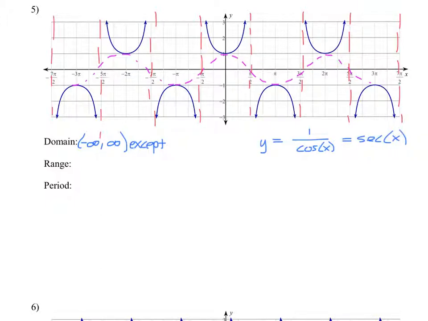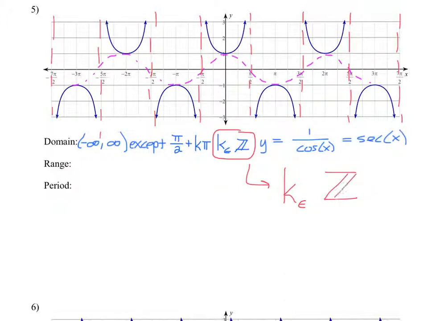first term, and the nice part is for the first term you can pick any of these vertical asymptotes. I will choose to start here. So it's all real numbers except pi over 2 plus k pi, where k is an integer. So this notation right here, I can write it a little bit bigger to make it clear. K is an integer. Capital Z represents the set of integers.